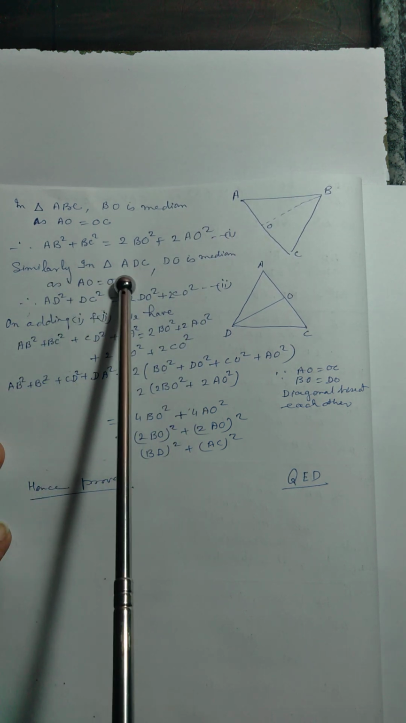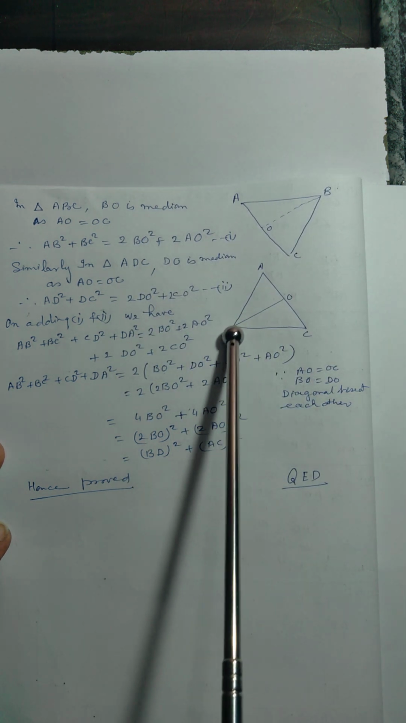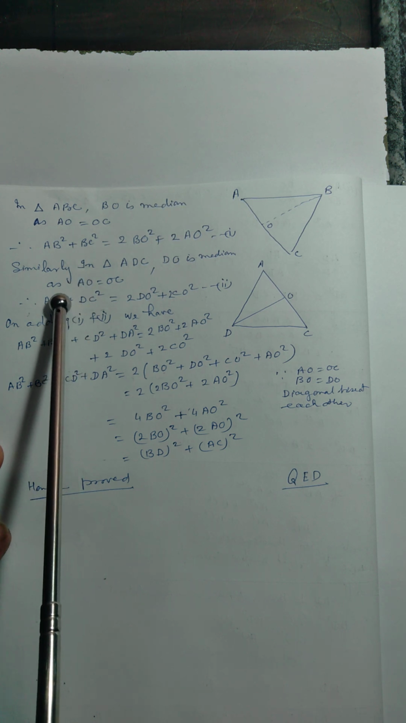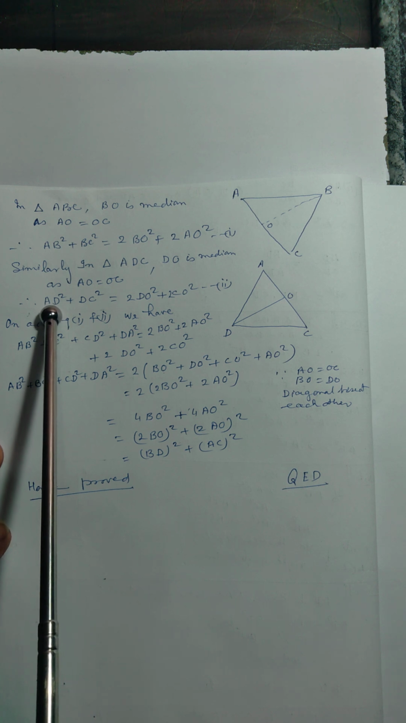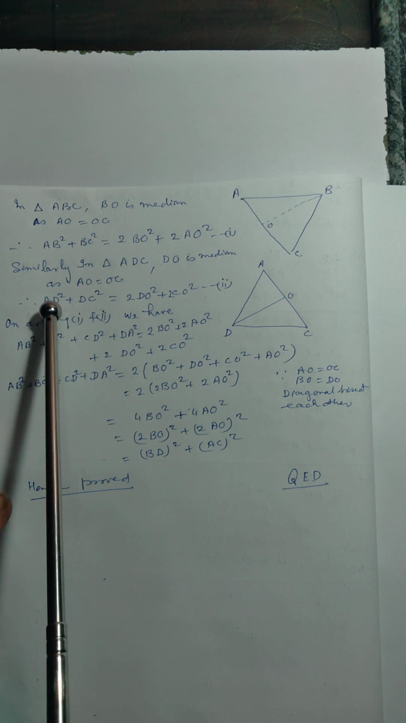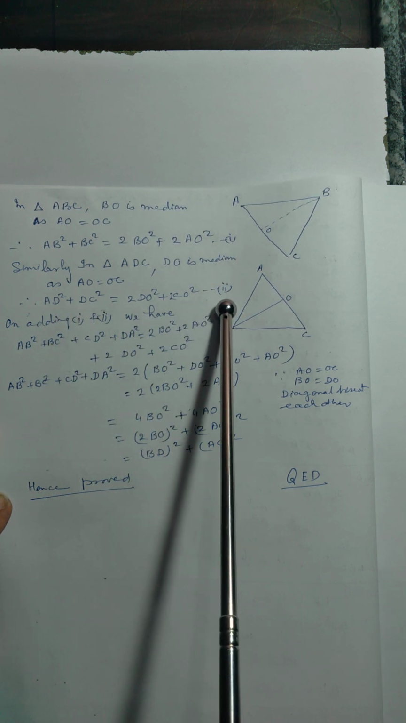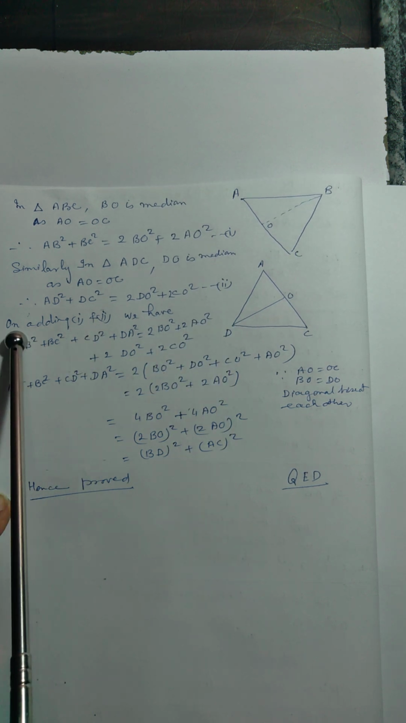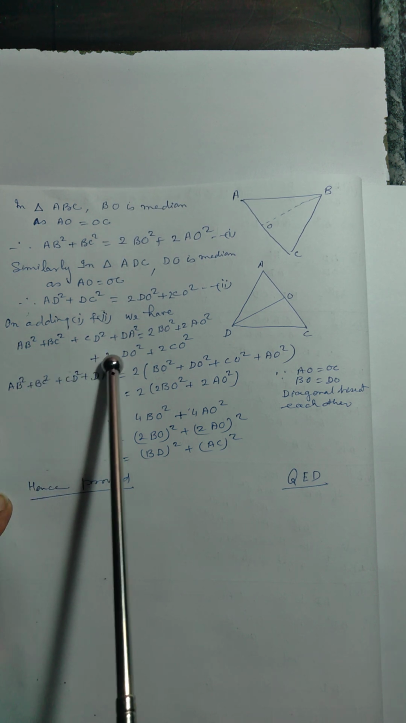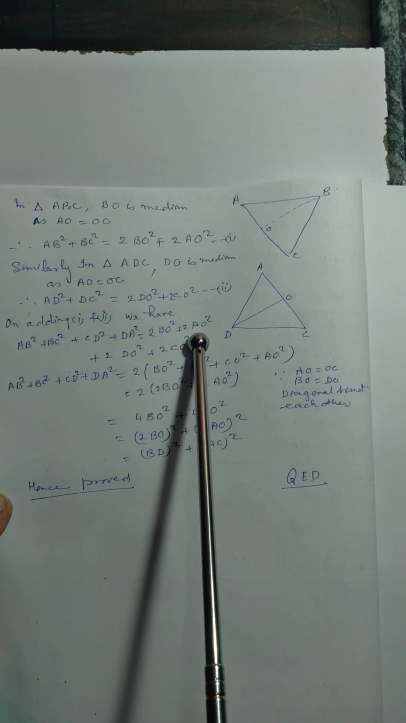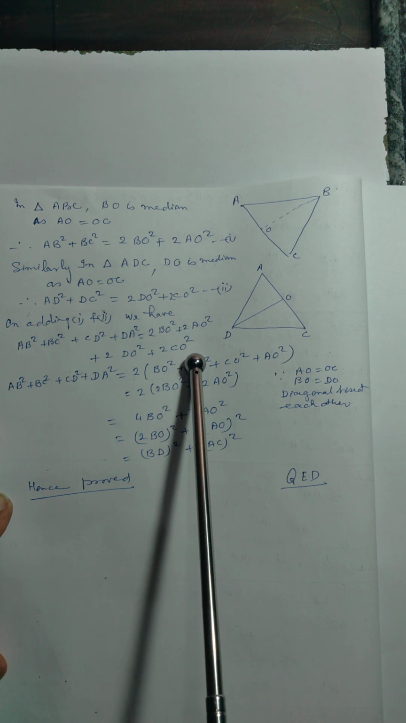Similarly in the case of ADC also, the second part I have taken separately. So here AO is equal to OC. So again applying the Apollonius theorem, AD square plus DC square is equal to twice DO square plus twice CO square. That is the second part of the equation. Now adding first and second, we have AB square plus BC square plus CD square plus DA square equal to twice BO square plus twice AO square plus twice DO square plus twice CO square.